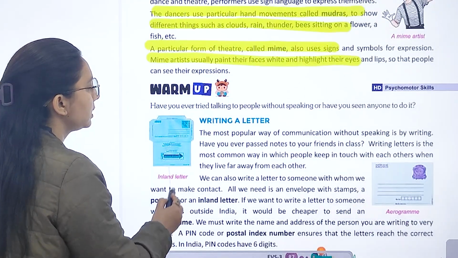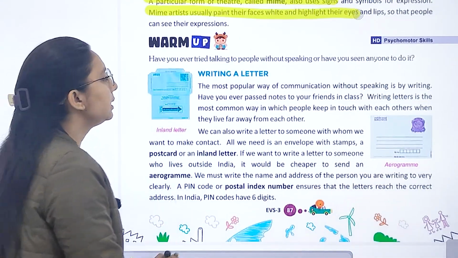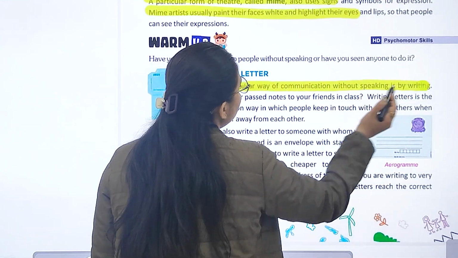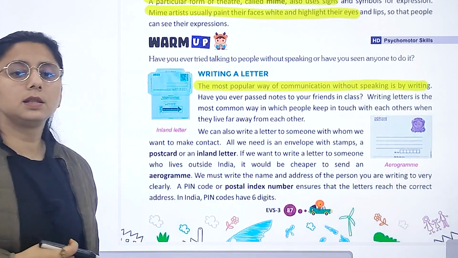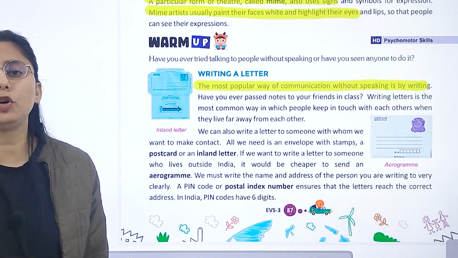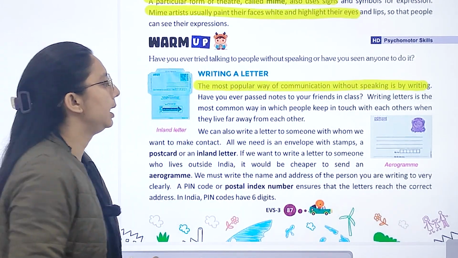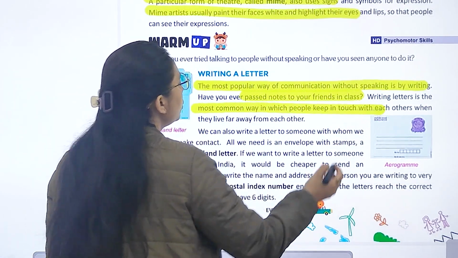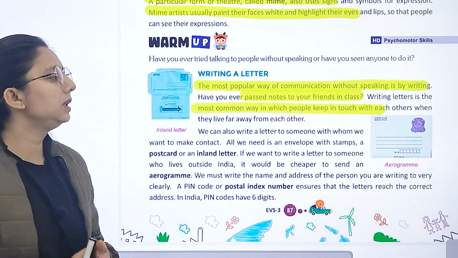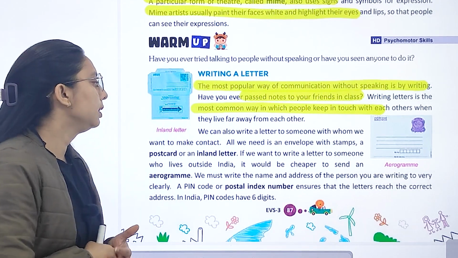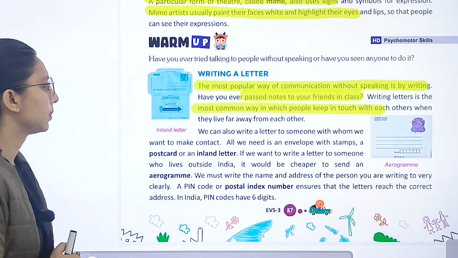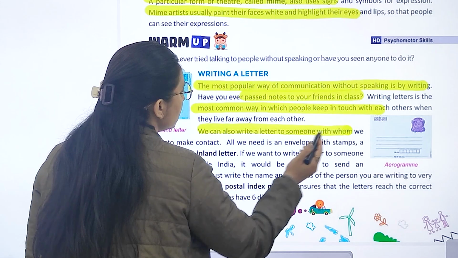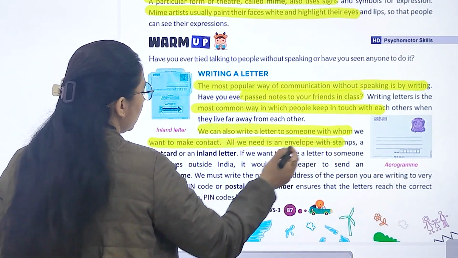So let's study about writing a letter. It is the most popular way of communication without speaking. बिना बोले जब हम किसी के साथ कम्युनिकेट कर रहे हैं वो किससे कर रहे हैं? By writing a letter. Have you ever passed notes to a friend in your class? Writing a letter is the most common way in which people keep in touch with each other when they live far away from each other. So we can also write a letter to someone with whom we want to make contact.